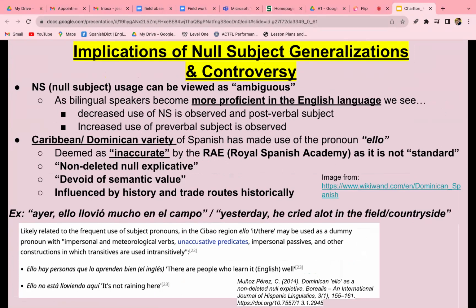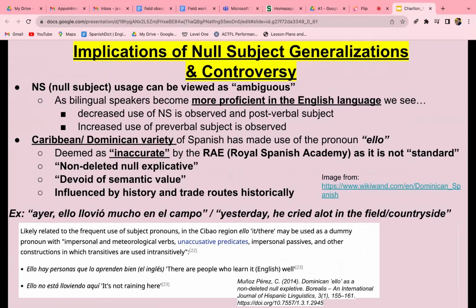Now, what we saw in line with the research is that as the bilingual speakers became more and more proficient in the English language, we had a decreased use of the null subject and decreased use of post-verbal subjects, where we did see an increased use of pre-verbal subjects, which is in line with the fact that as they became more proficient in the English language, they had a tendency to use more pre-verbal subjects, which mirrors the English language and syntax.